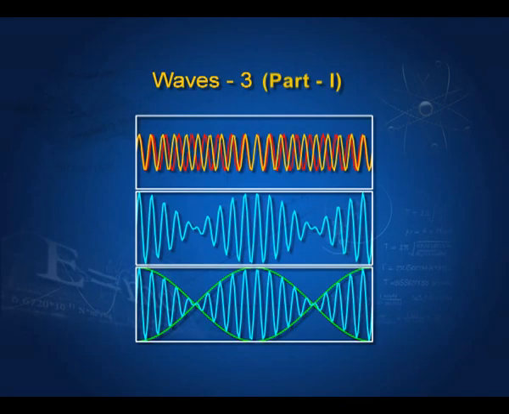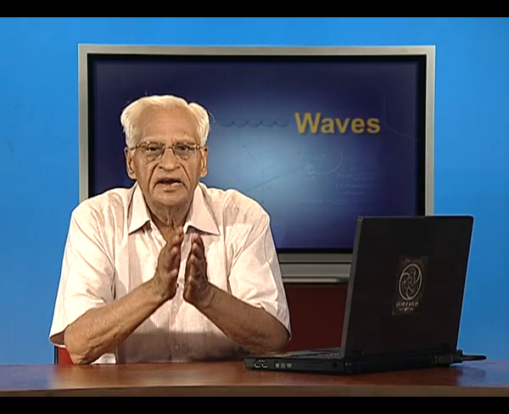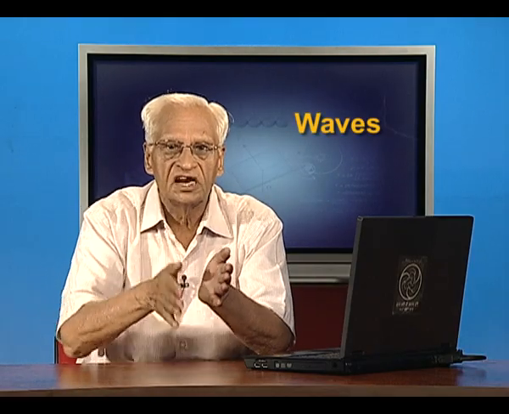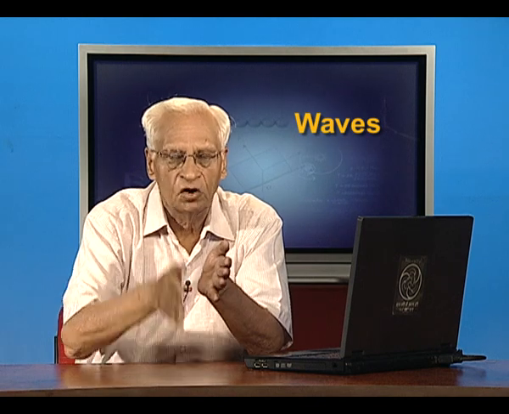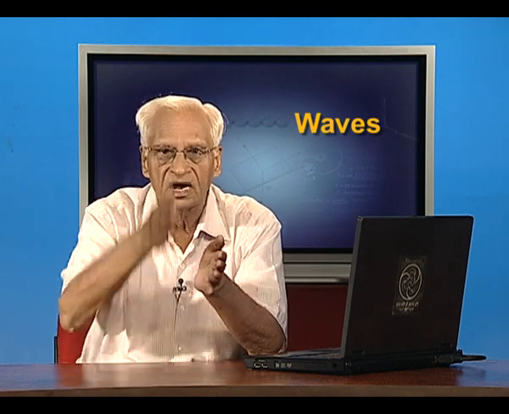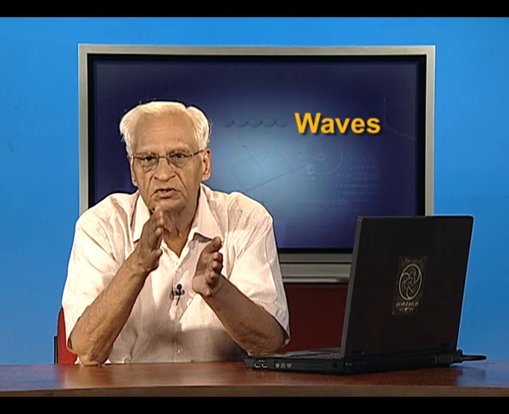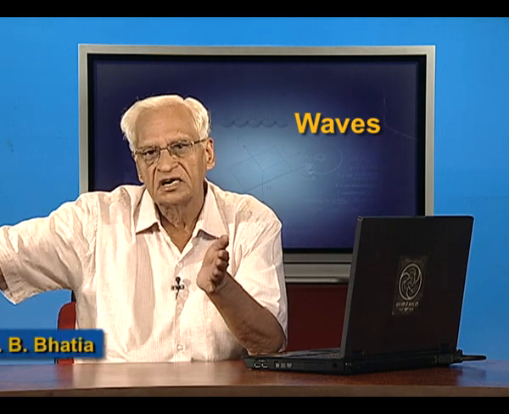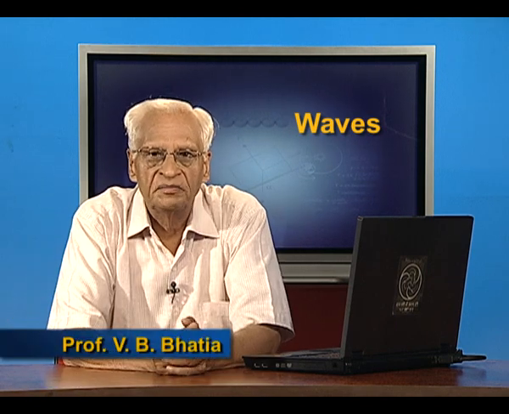This is the third lecture on waves. In the first lecture on waves, we made a distinction between the oscillation and the wave. The oscillation of a particle is about its mean position, whereas the mean position is fixed, whereas a wave is a disturbance which travels in the medium.